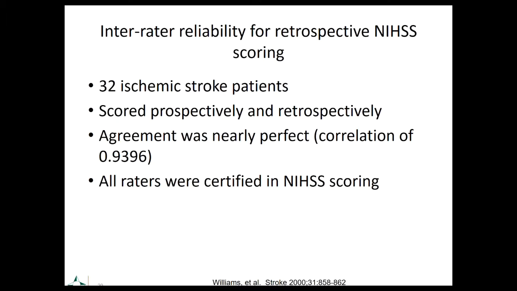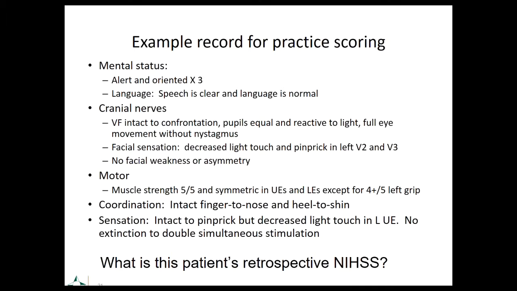So the first patient is a middle-aged woman who had sudden onset of left-sided face tingling that progressed to her left arm. And on the medical record, her mental status was documented as alert and oriented ×3. She had normal speech and language. On cranial nerve testing, her visual fields were intact to confrontation. Pupils were normal, and she had full eye movements. Facial sensations showed that she had decreased light touch and pinprick in the left V2 and V3 distribution with no facial droop. And then on motor strength, she had 5 out of 5 throughout, except for 4+ out of 5 left grip. And then coordination was intact, and sensation showed a decrease in light touch in the left upper extremity, but no extinction. So in other words, no neglect.